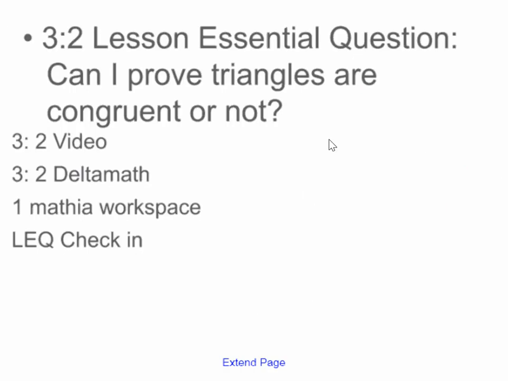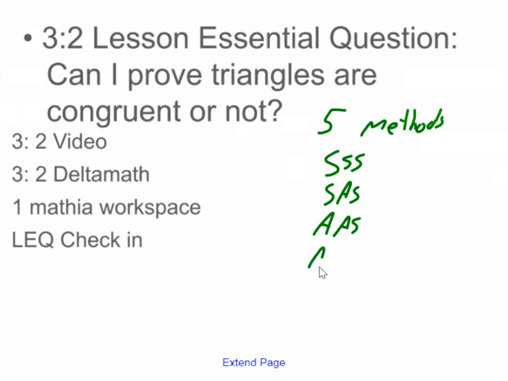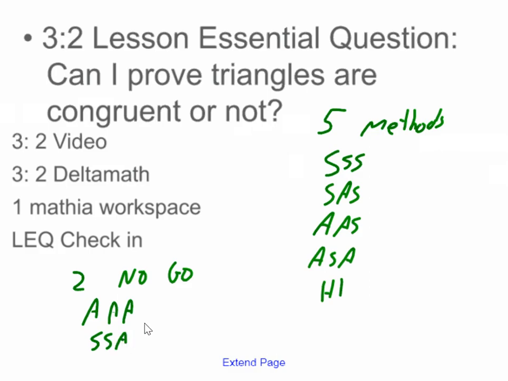So to review our lesson essential question, can I prove triangles are congruent or not? There are 5 methods that you can use: side-side-side, side-angle-side, angle-side-angle, angle-angle-side, and HL. And there are 2 that are no-go, and that would be angle-angle-angle, and then side-side-angle.